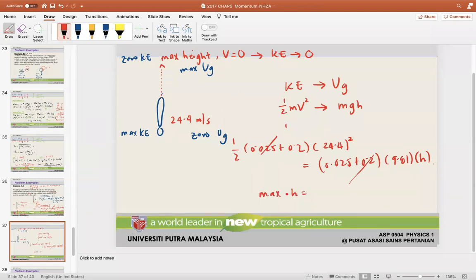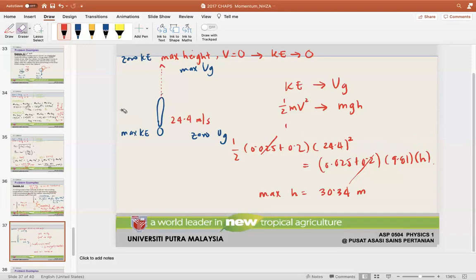So what is the answer? 30.34. Okay, thank you. So the maximum height is 30.34 meters from the initial position, which I assumed was zero. If you assume that your initial was at 10, your final will be at 30.34 plus 10. So the answer is the same. It's easier to assume from 0. So to make things easier, I just assume the height started from zero. So you get your maximum height as 30.34.